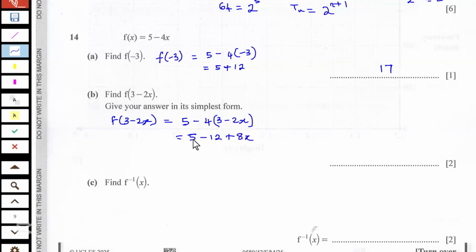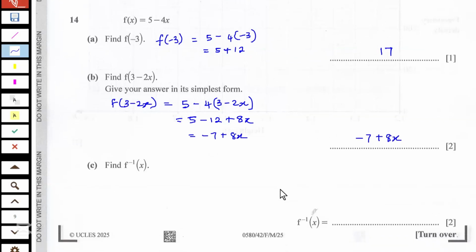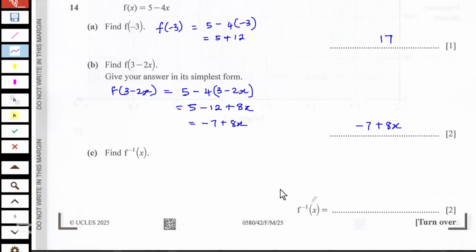Okay, so 5 minus 12 is going to be equal to negative 7 plus 8x. And so the final answer to question B is negative 7 plus 8x. Question C, find f of x inverse.